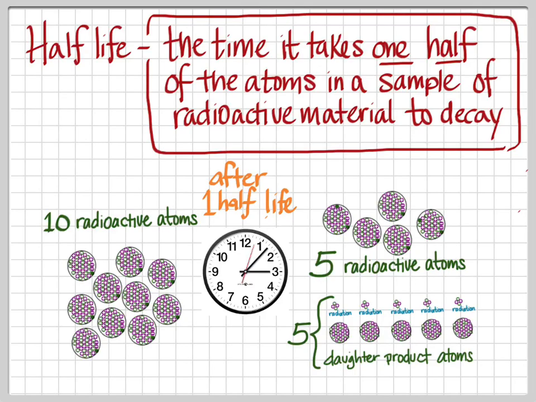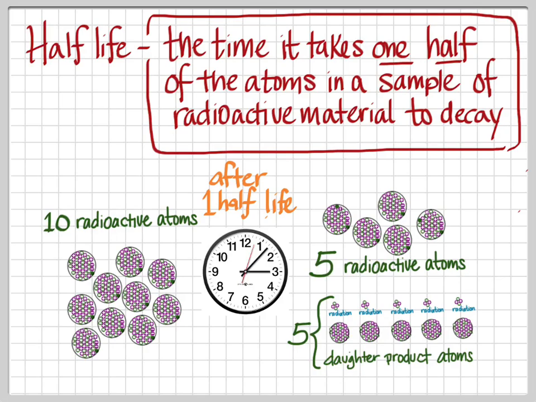Okay, so hopefully you remember that the half-life of any radioactive material is the time that it takes 1/2 of the atoms in the sample of that radioactive material to undergo decay. In other words, for their nucleus to decay. So if we started off with 10 radioactive atoms, after 1 half-life, we would expect that we had 5 radioactive atoms left and 5 daughter product atoms and 5 bits of radiation that were given off.